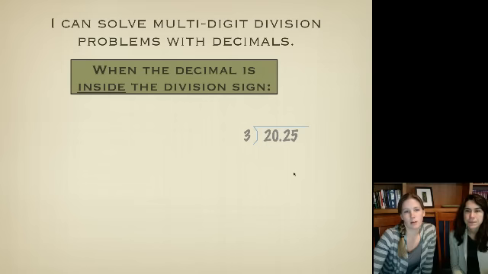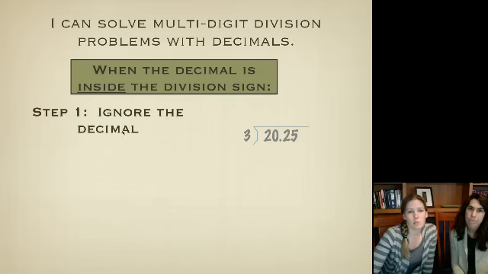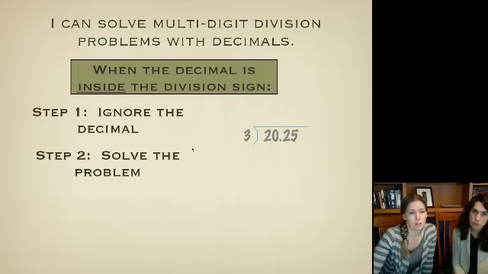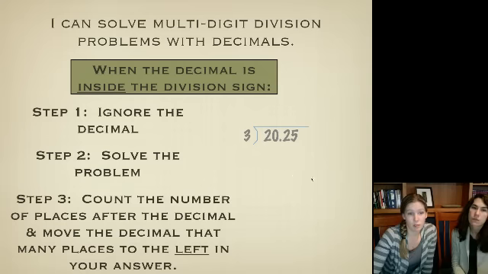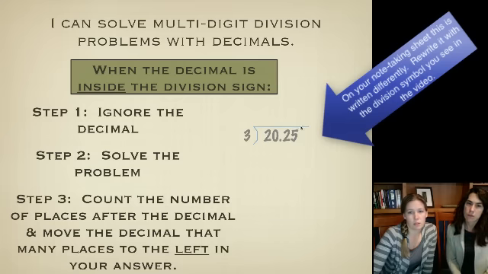All right, so now what do we do when the decimal is inside the division sign? This really shouldn't look that much different than the fractions one, because you have a decimal on the inside, not the outside. So the steps are really similar. First step, ignore the decimal. Second step, solve the problem, again, whichever method you prefer. And then the last step, just like before, count the number of places after the decimal and move the decimal that many places in your answer to the left.